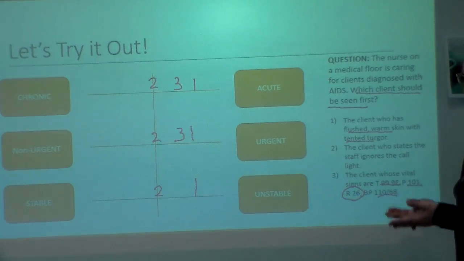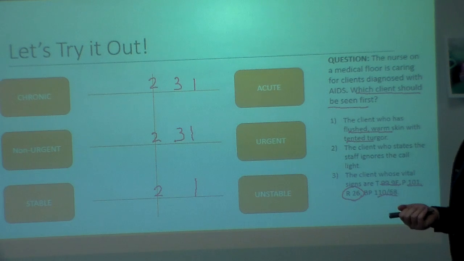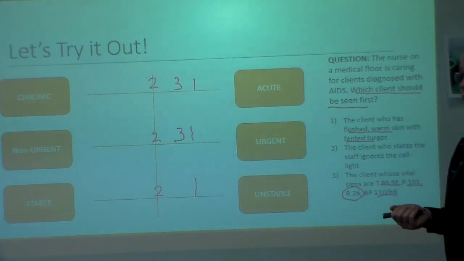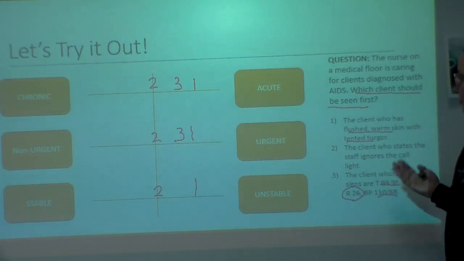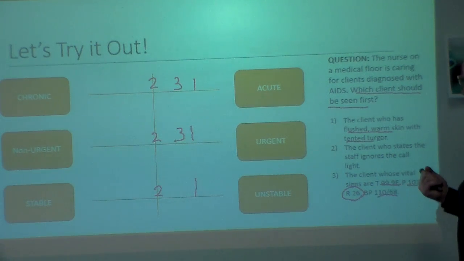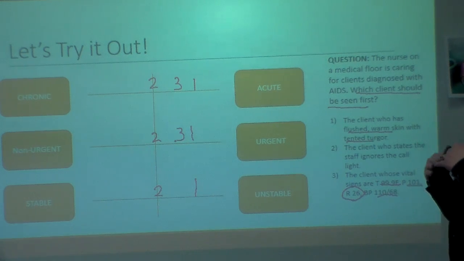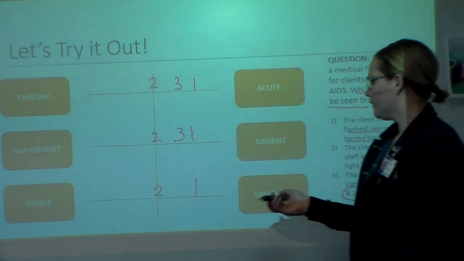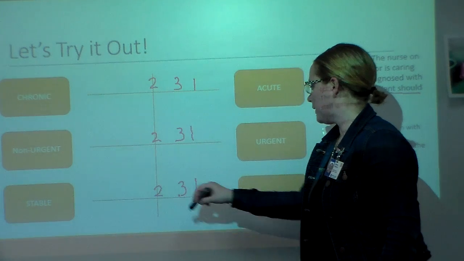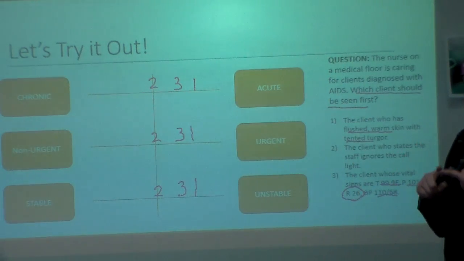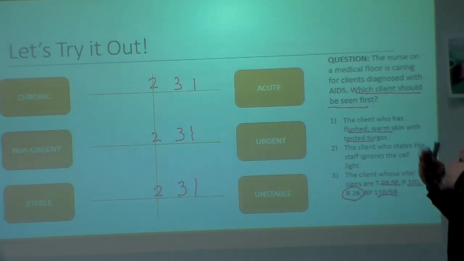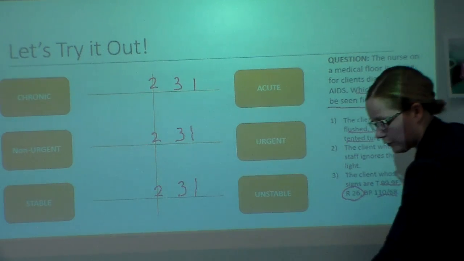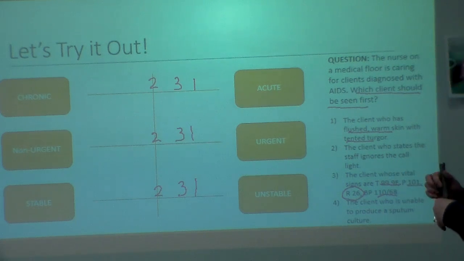So stable versus unstable. I would say they're more on the unstable side because you don't know. You don't want to assume, but if they have vital signs that are borderline all over the place and then one that's for sure, I would say they are on the unstable side. But again, I want you to keep thinking, is there a definitive versus a hypothetical problem, or a probable and a hypothetical? And then number 4, the client who is unable to produce a sputum culture.